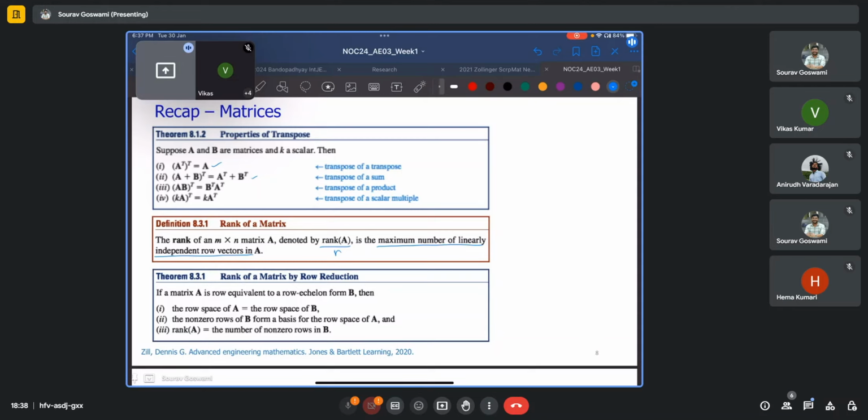Thus, the rank can be obtained by a procedure called row reduction, where we perform some elementary row operations. So I believe there are three elementary row operations. One is interchanging any two rows of a matrix. So it's denoted as Rij, where the i and j rows are interchanged.